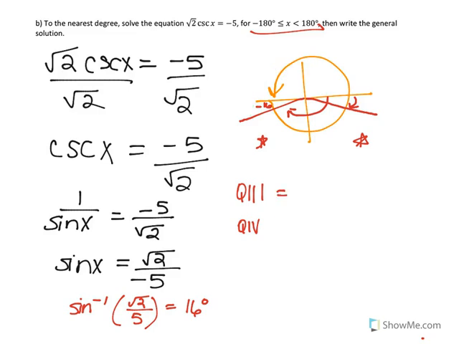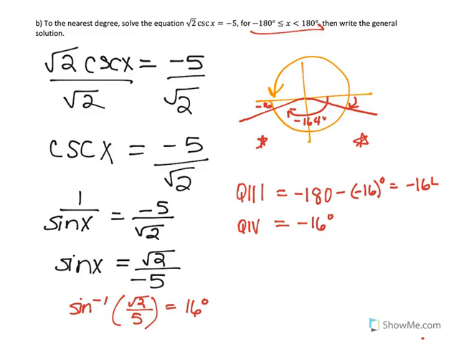So in quadrant 3, it's going to be negative 180 minus negative 16 degrees. So that's plus. So I would get negative 164. So that's this one. Oops, that's not where I wrote it. And in quadrant 4, it's just my reference angle, so negative 16.